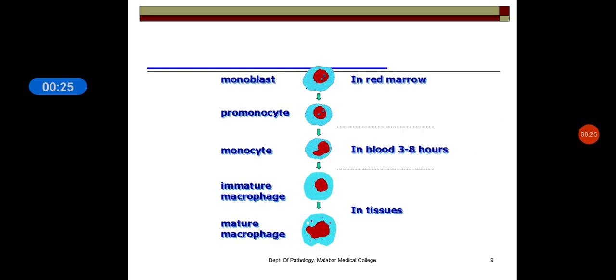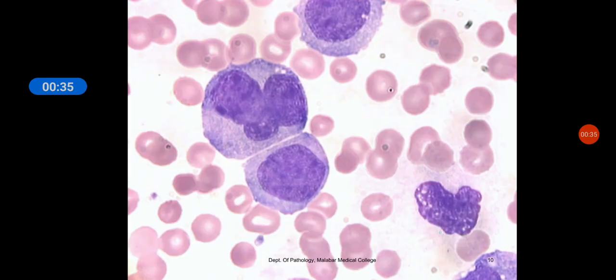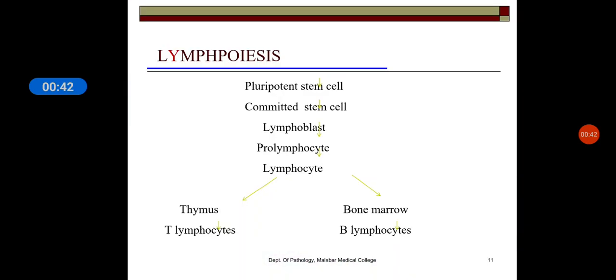they are called as macrophages. They can be immature and mature, but in the tissue it is labeled as macrophages. In the peripheral blood they are monocytes. This is a picture wherein you can see different series of maturation for the monocyte. Next is lymphopoiesis. The same follows for lymphocytes also.